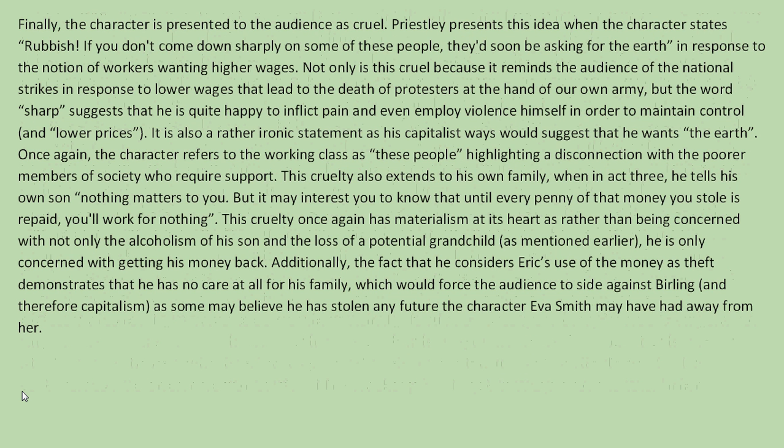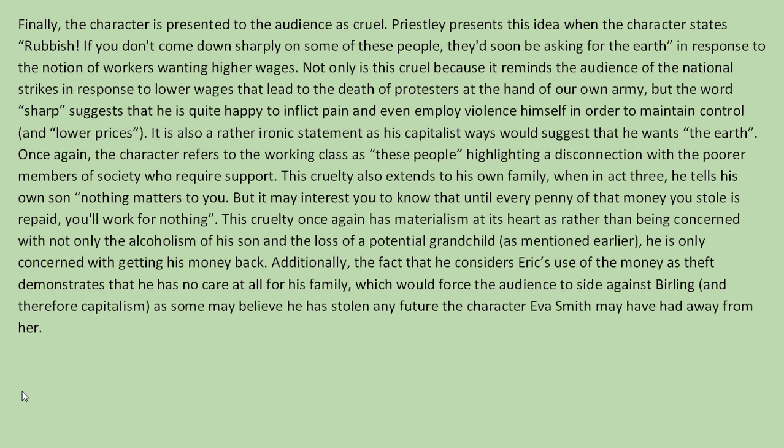And our final paragraph. Finally, the character is presented to the audience as cruel. Priestley presents this idea when the character states, "Rubbish, if you don't come down sharply on some of these people, they'd soon be asking for the earth," in response to the notion of workers wanting higher wages. Not only is this cruel because it reminds the audience of the national strikes in response to lower wages that led to the death of protesters at the hands of our own army, but the word "sharply" suggests that he is quite happy to inflict pain and even employ violence in order to maintain control and lower prices.